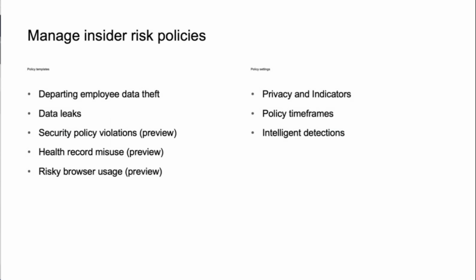Managing the policies, obviously, you've got the policy templates, which are there as guides, and you can create your own and put in your own settings, but you do have these as initial guides to help start an organization off. Departing employee data theft. If somebody's leaving in a month and suddenly their OneDrive is emptying, that's an indication of something going on. Data leaks. If there's some sort of data leakage based on other events which have been happening.